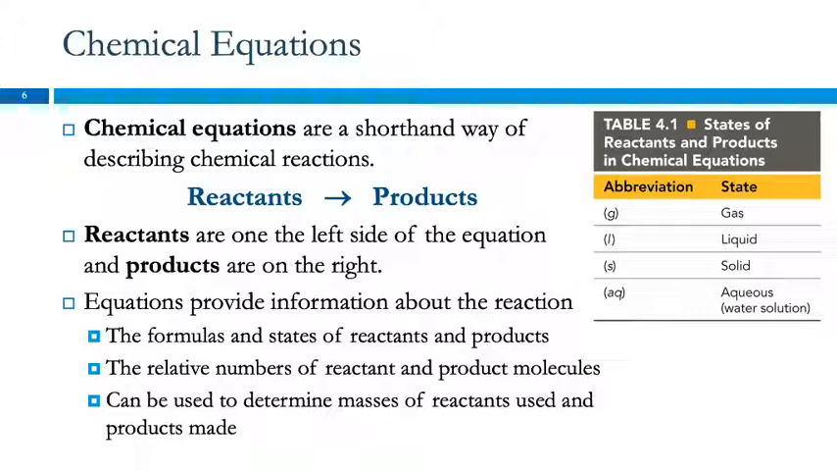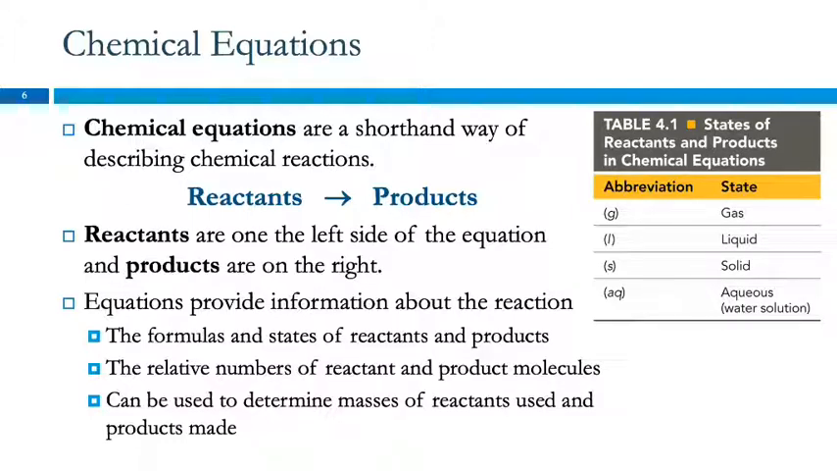So in a chemical equation, we have a shorthand way of representing a chemical reaction. The general idea here is that we have the reactants on the left and an arrow pointing to the right and the products on the right. So we read the equation left to right, we start with the reactants, we end up with the products. The reactants react to produce the products, right?